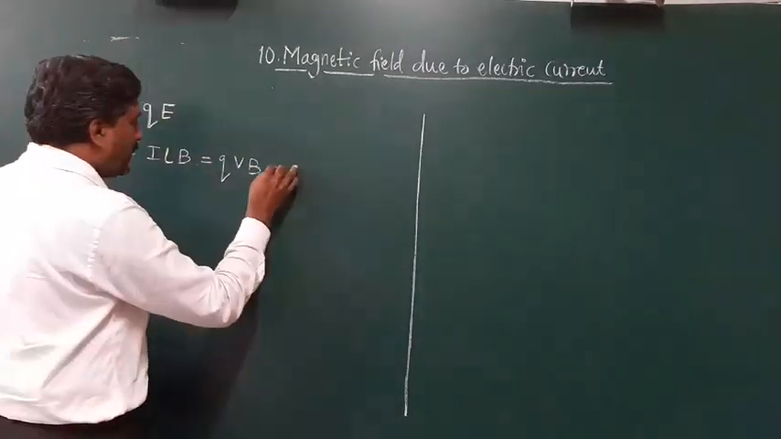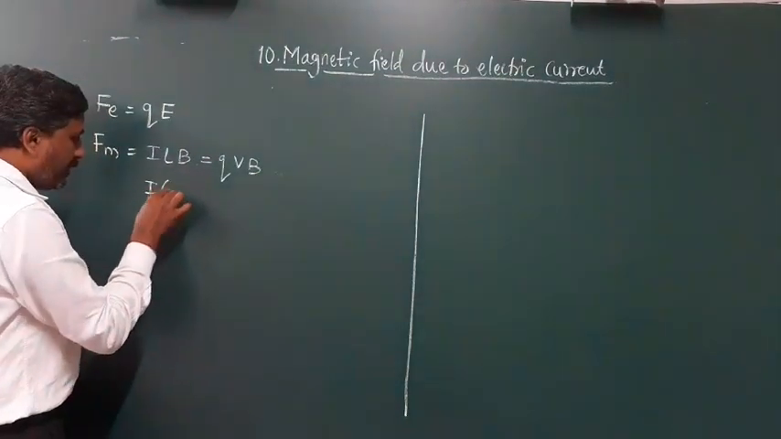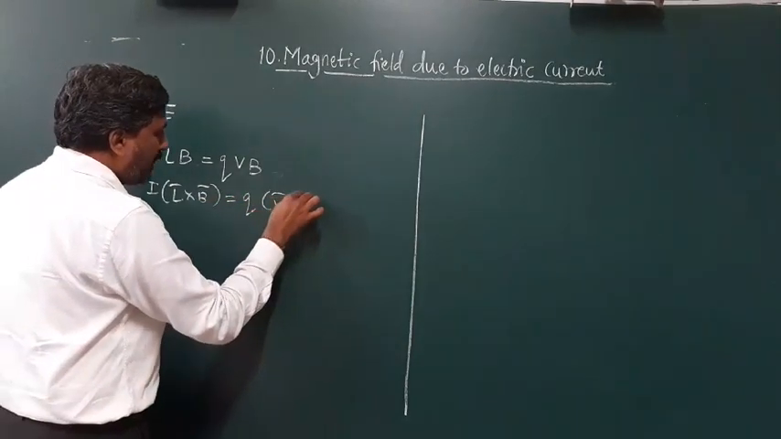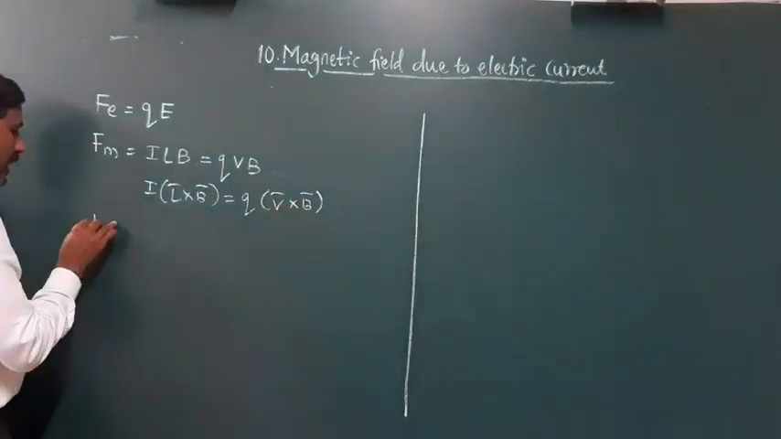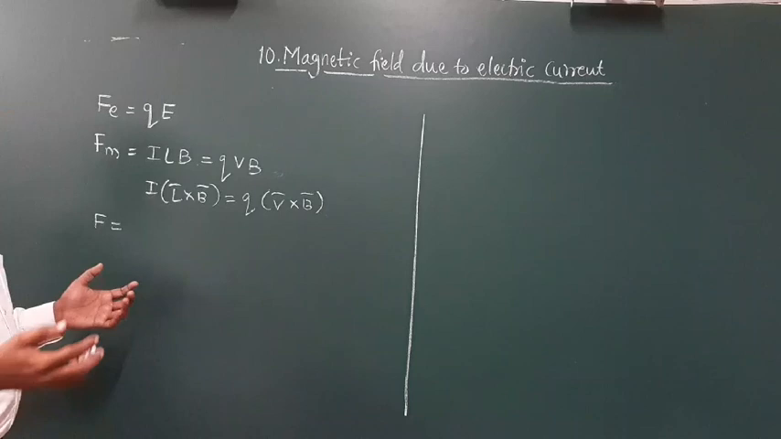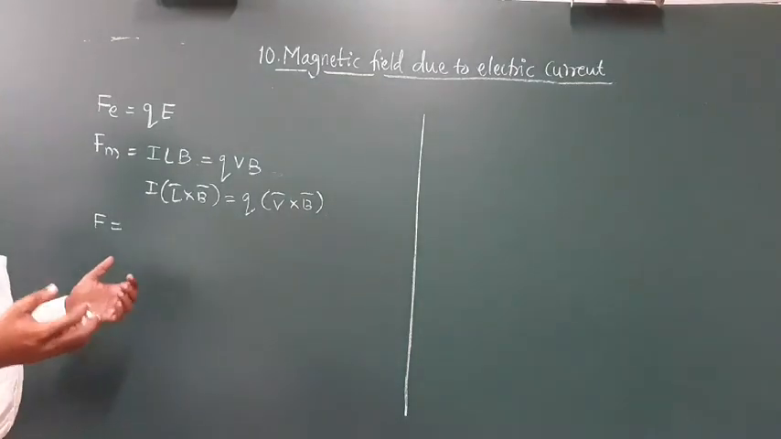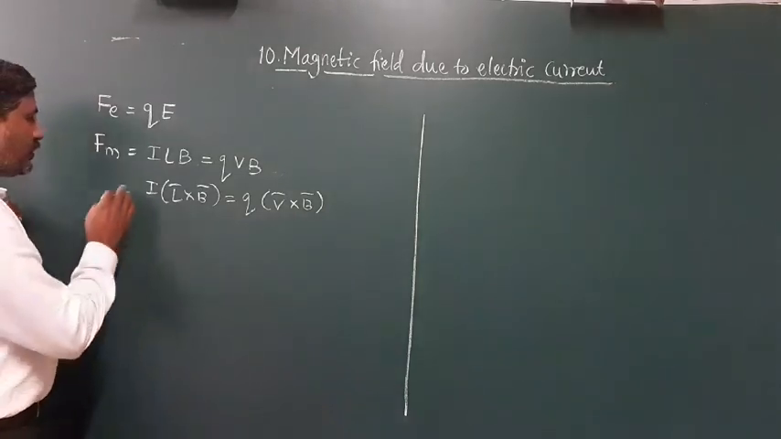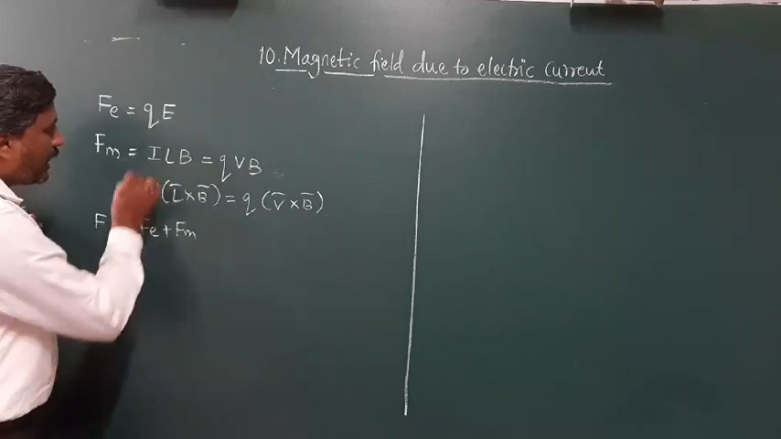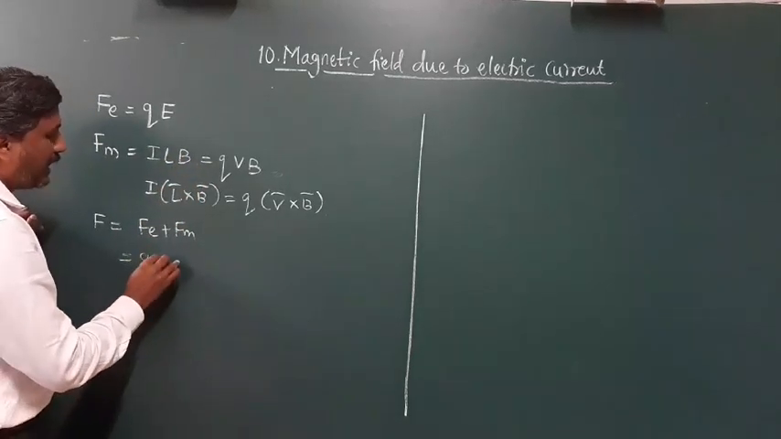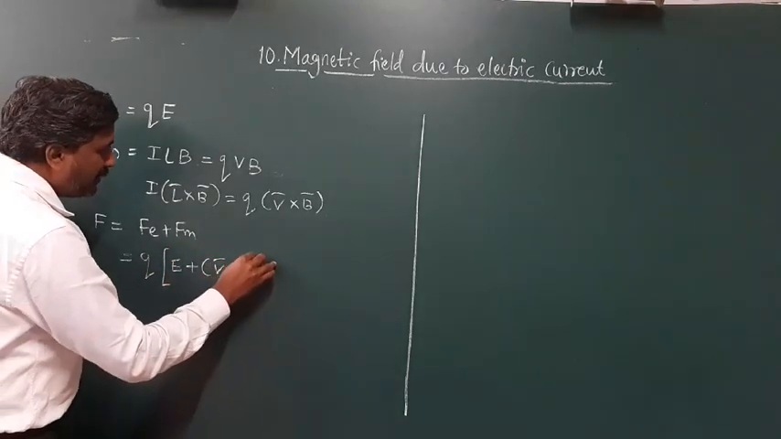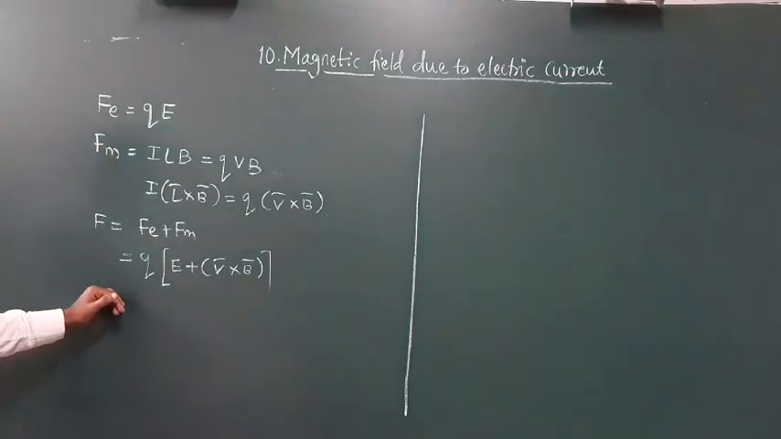Remember that force is a vector type of quantity. So in vector form, the formula becomes I L cross B, or in vector form the formula becomes q V cross B. And we discussed one more thing, that is the Lorentz force. When both electric and magnetic fields are present, then on a conductor one force is developed, and that force is nothing but the sum of the electric force and the magnetic force. I am writing the formula directly, taking charge as common: q into E plus V cross B. This is the formula for the Lorentz force.